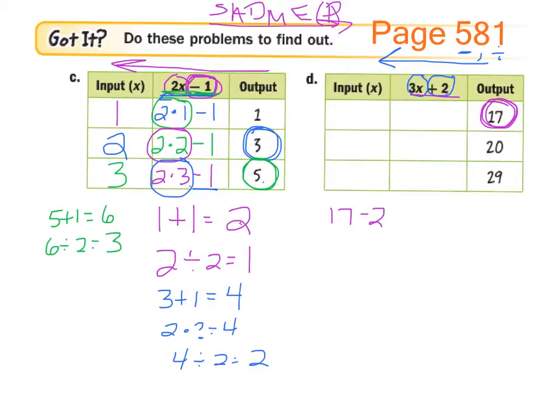And that will give me 15. And now I need to take 15, and instead of multiplying by 3, I have to divide by 3. So 15 divided by 3 is equal to 5. So my input had to have been 5. So let's check. 3 times 5 plus 2 more. Well, 3 times 5 is 15, plus 2 more is 17, so I'm on the right track.